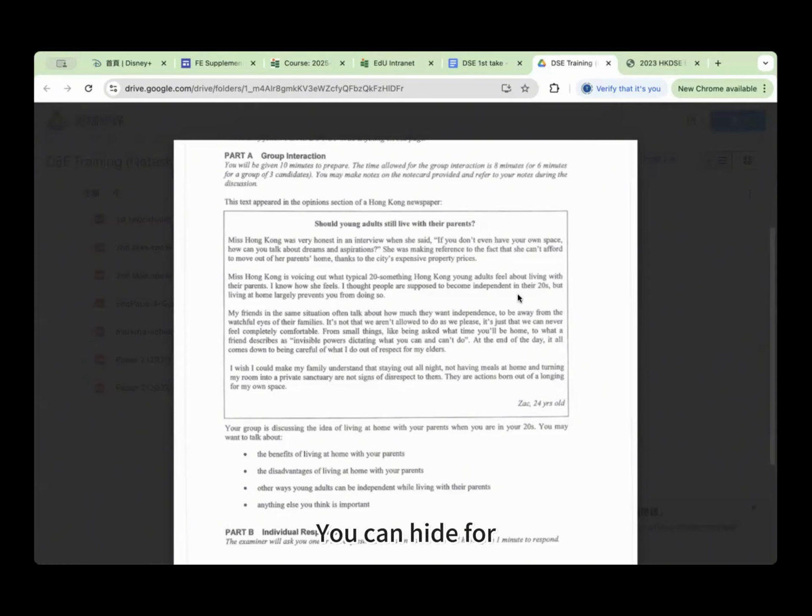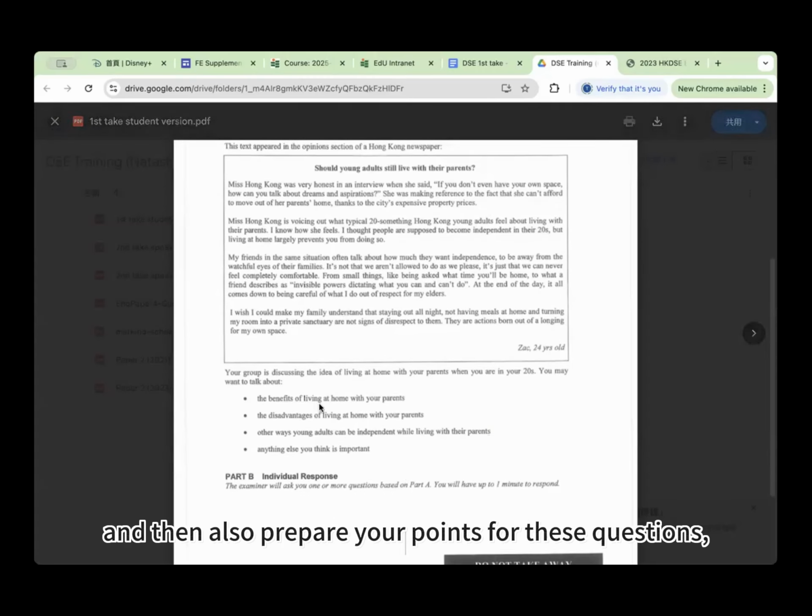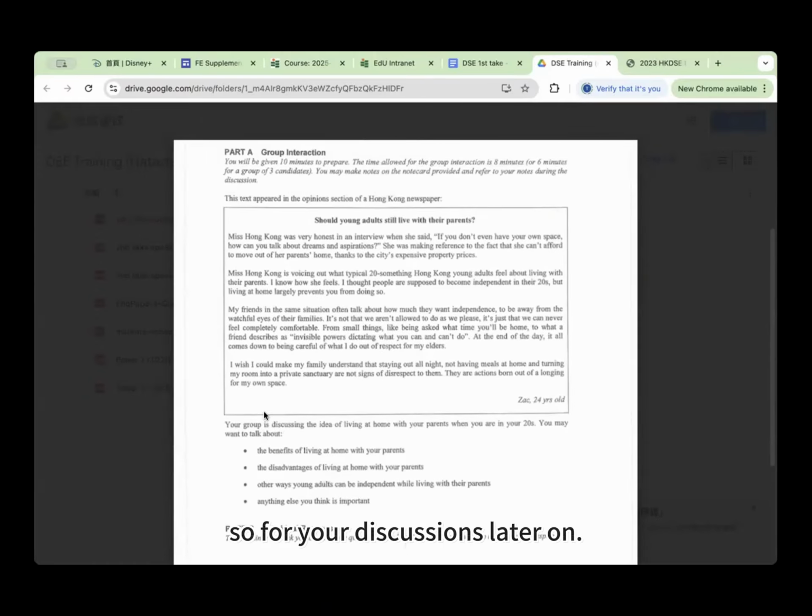You can highlight the passage this time because you're not really in the examination, so you can take this question paper into your discussions. So you may highlight some key points in this passage and also prepare your points for these questions, for your discussions later on.